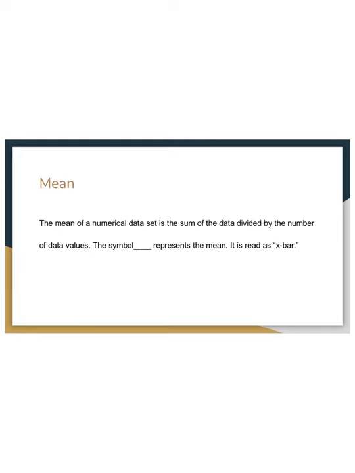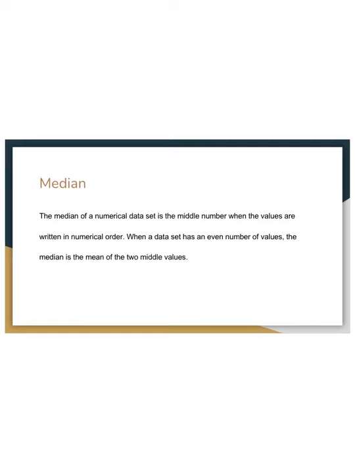To begin with, let's discuss the mean. The mean of a numerical data set is the sum of all the data divided by the number of data values. The symbol x bar is going to be used to represent the mean, and it is read again as x bar. The median of a numerical data set is the exact middle number when the values are written in numerical order, either in increasing order from smallest to largest or decreasing order from largest to smallest.